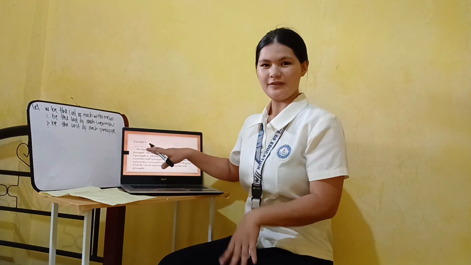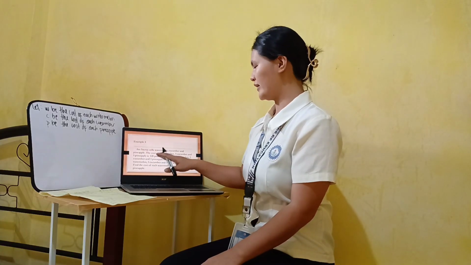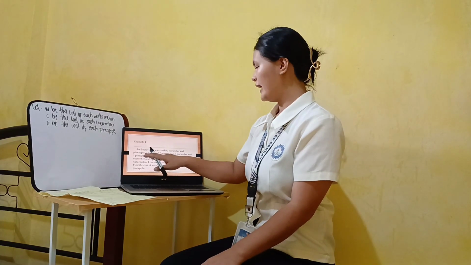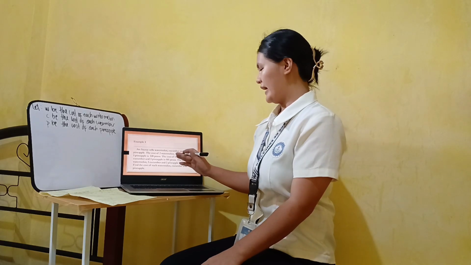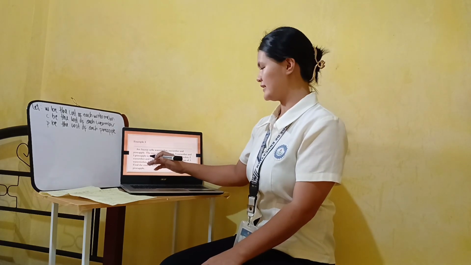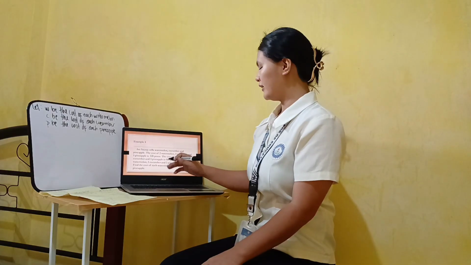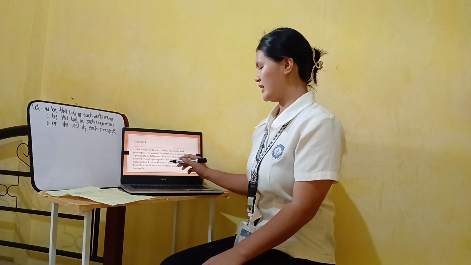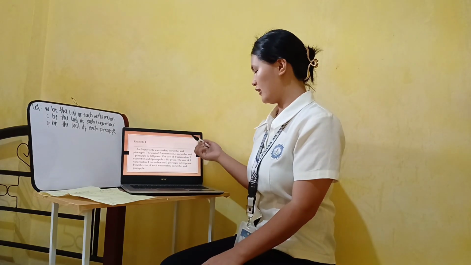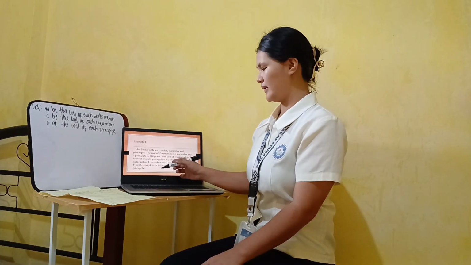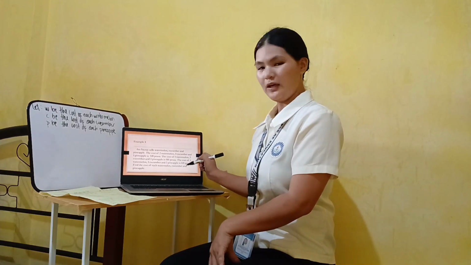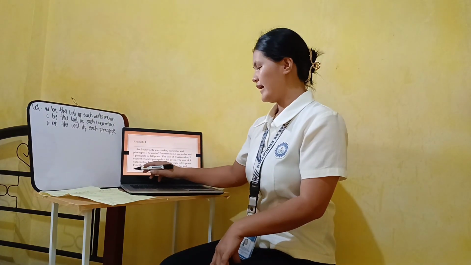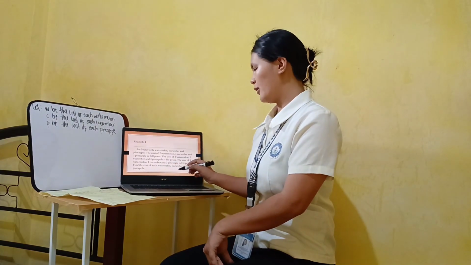So the second example for 3 variables is this one. Ate Saysay sells watermelon, cucumber, and pineapple. The cost of 2 watermelon, 3 cucumber, and 1 pineapple is 120 pesos. The cost of 1 watermelon, 2 cucumber, and 3 pineapple is 105 pesos. Lastly, the cost of 3 watermelon and 1 cucumber, 2 pineapple is equal to 135. Find the cost of each watermelon, cucumber, and pineapple.